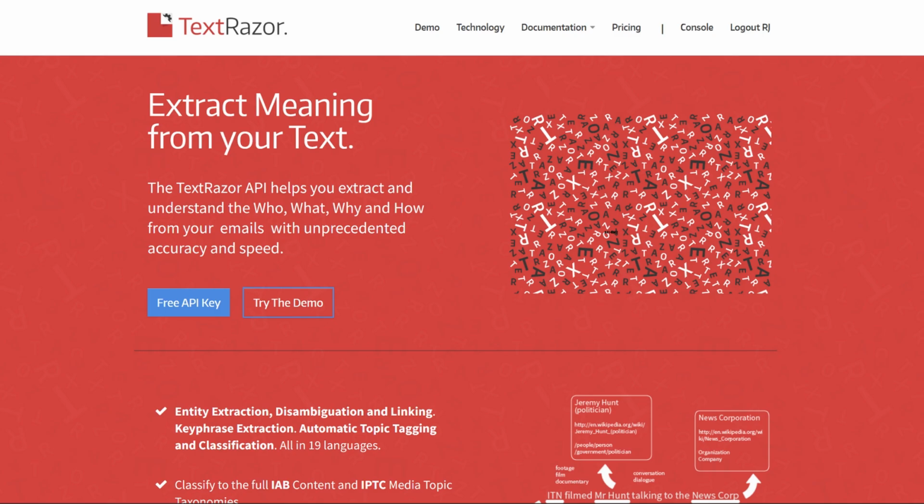It is a text analysis API that enables you to extract and analyze various aspects of text. This includes entities, sentiment, relationships, and more. It provides an easy to use platform for businesses, developers, and researchers to process large amounts of textual data efficiently.